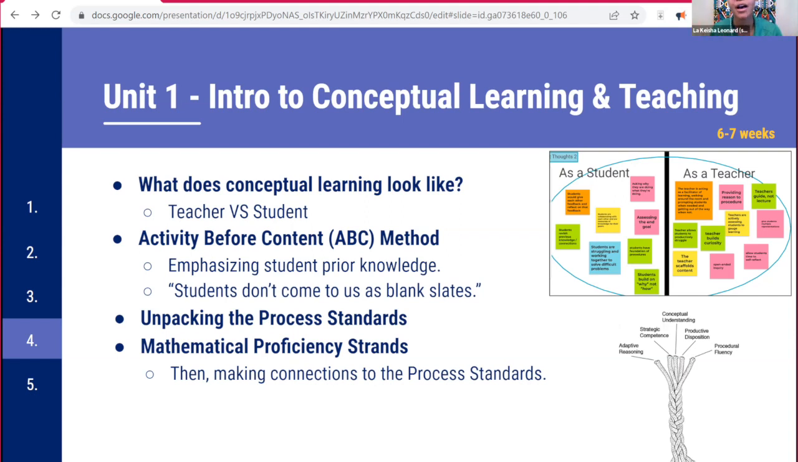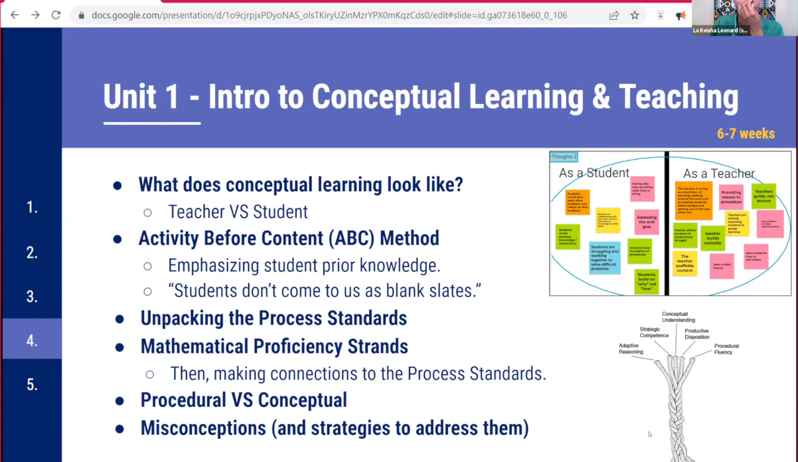We also talk about the mathematical proficiency strands. So that's these over here. And I actually have them make connections to the process standards. And so in Texas, and I'm pretty sure it's all across the board, but a lot of our process standards are written from these proficiencies. And so having students make those connections adds more value to the process standards. And then they become more careful about their selection.